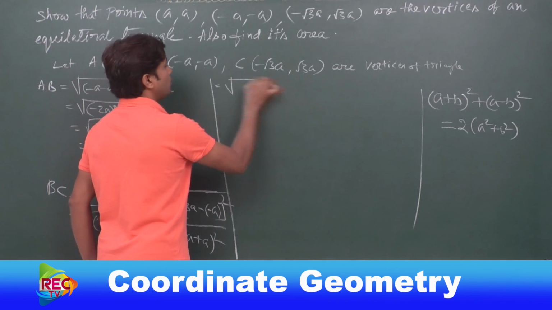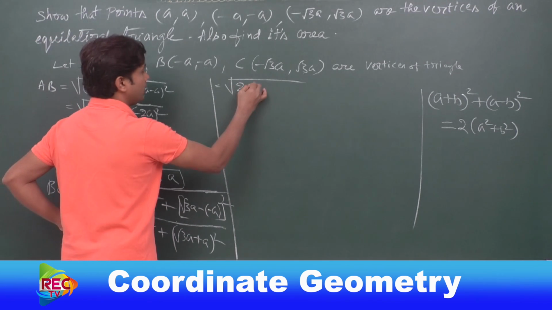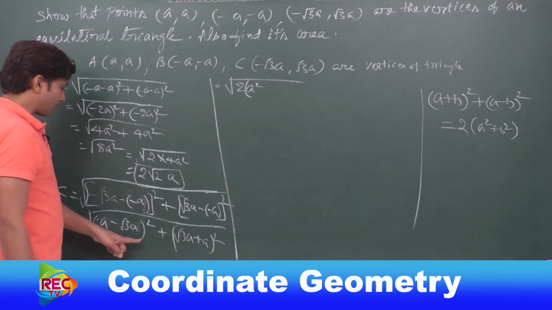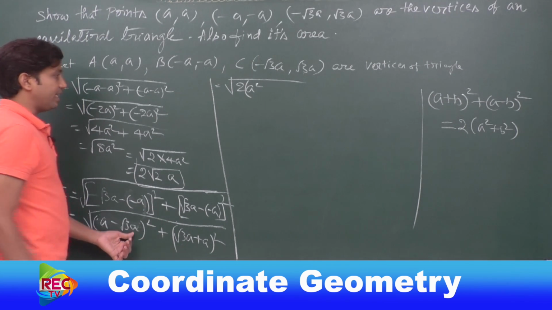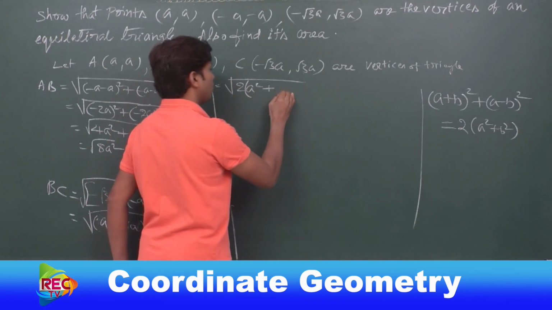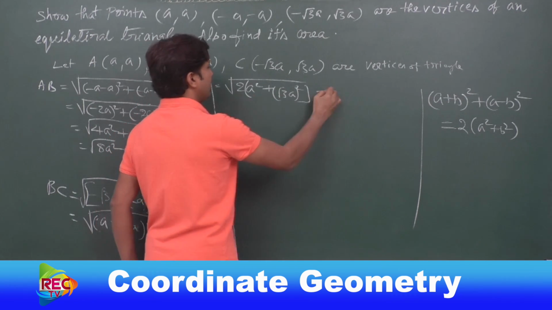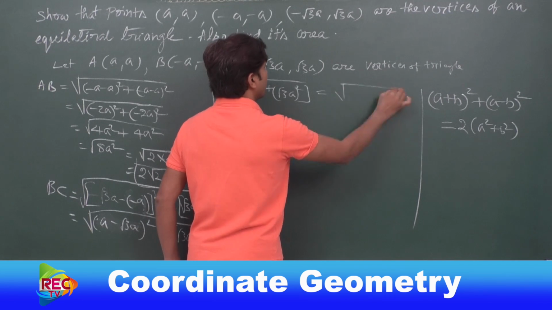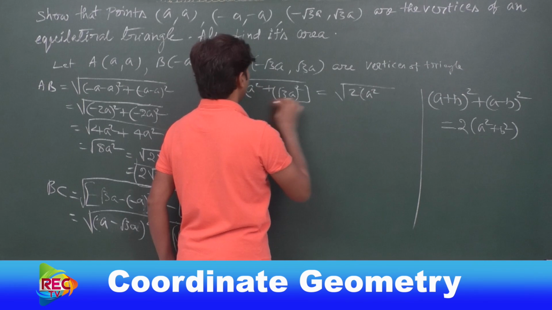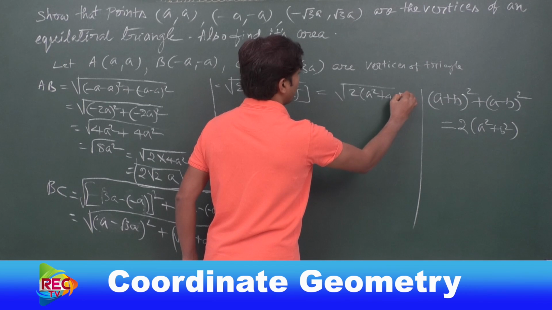What is a²? 2 into a² itself, so 2a². And here b²: what is b²? (√3a)². So 2(a² + b²) becomes 2 into a² plus (√3a)². Now tell me, here this is 2 into a² and this is (√3a)². That would be your 4a².